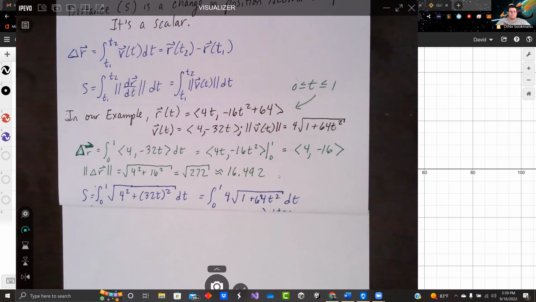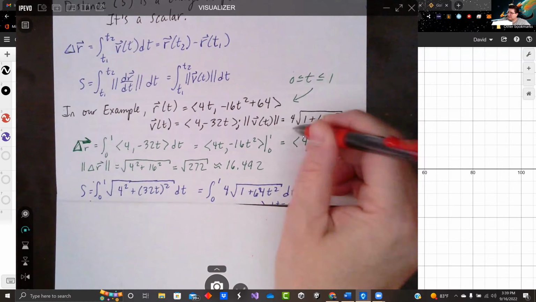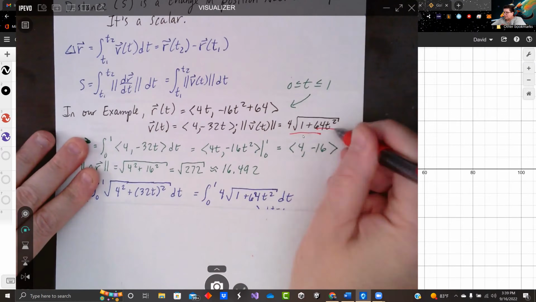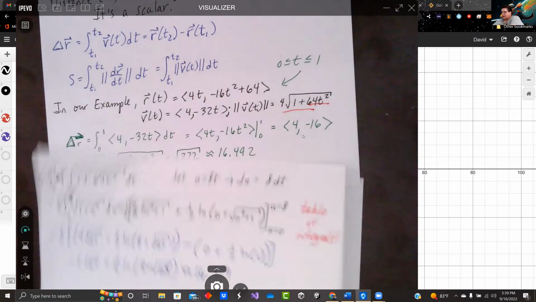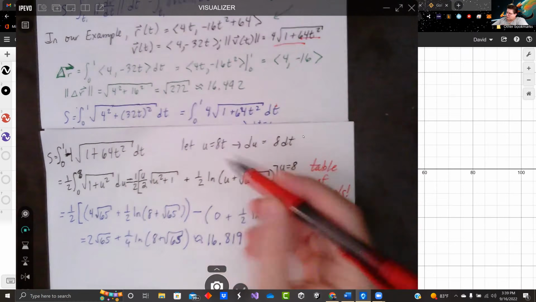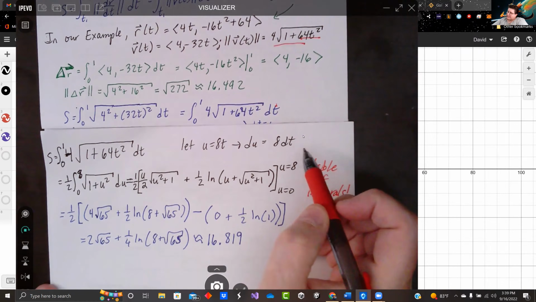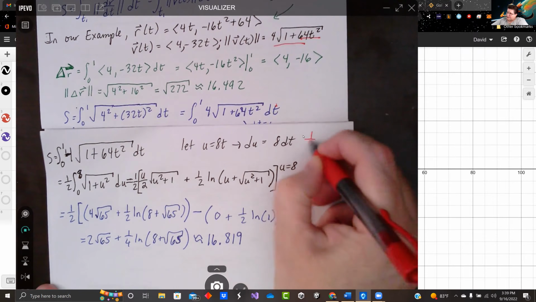S, however, from 0 to 1, I put the 4 back in. We have the 4 here. If we just use this right here, we're going to put that in there. And what do we get? That was a little work. I wanted to use u equals 8t, so du equals 8 dt. So 1/8 du equals dt.